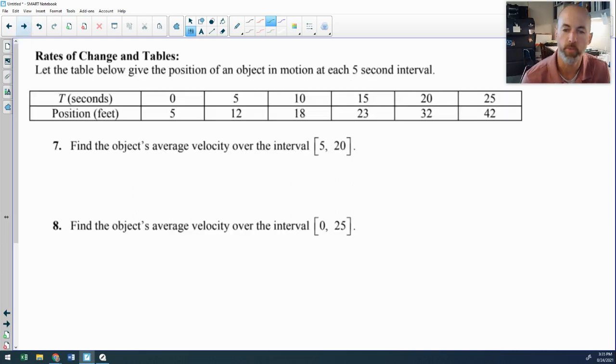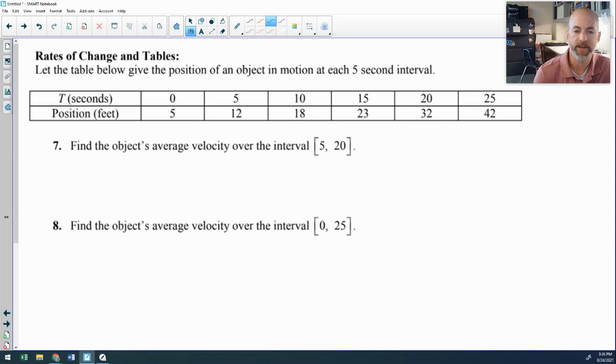All right, so let's look at another way questions can be asked, and that is with information presented as a table of values. Right here, we have the position of something moving at 5-second intervals. So we have time going from 0 to 25, and then we have various positions as it goes along the way. After 0 seconds, it started at 5 feet. And 25 seconds later, we are at 42 feet, and you can read all the numbers in between.